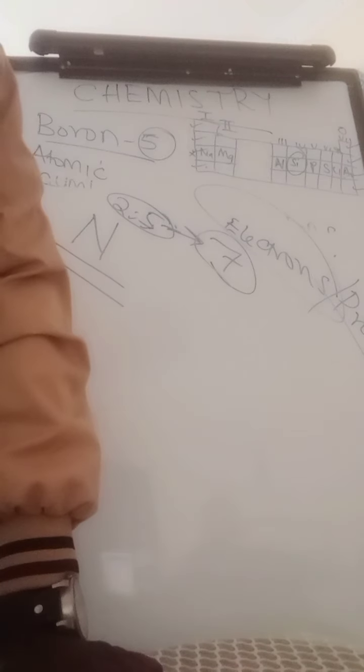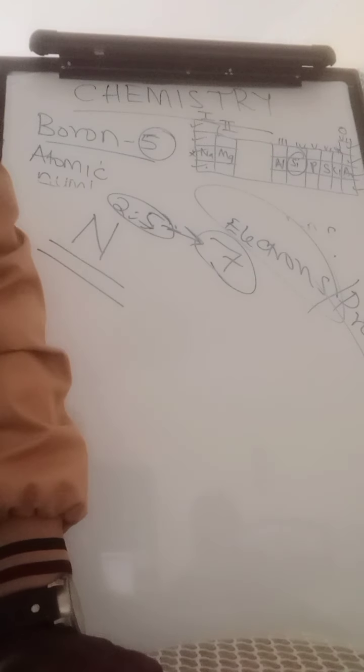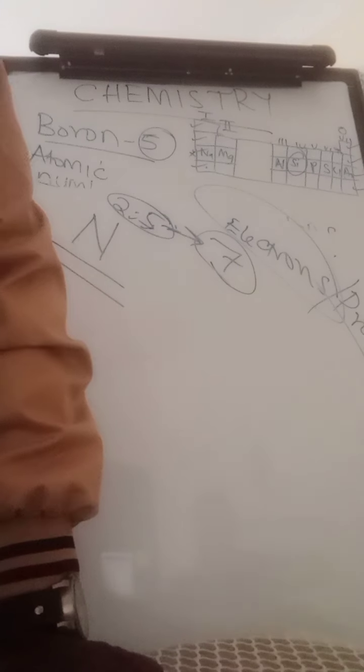So if it has 7 electrons, that means it also has how many protons? 7. And the number of electrons has to give us the number of protons. So 7 electrons, so it still has 7 protons. So that element with an electronic configuration of 2 to 5 is nitrogen, because its atomic number is 7, or the number of protons is 7, which is equal to the number of electrons, which is also 7.